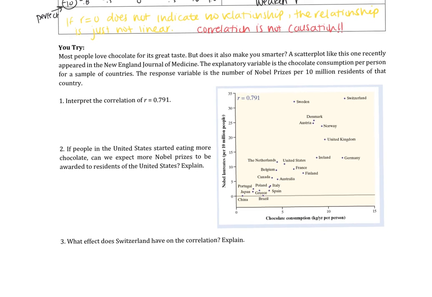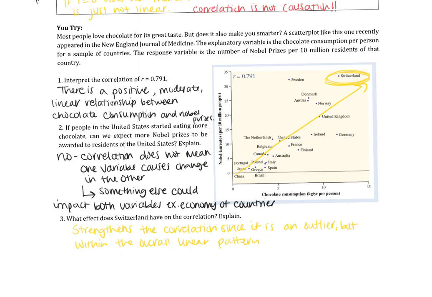All right, so in this example, you were looking at, does chocolate make you smarter? We've got chocolate consumption versus the number of Nobel Prizes per 10 million residents for a particular country. R equals 0.791, and you're asked to interpret. When you're asked to interpret the correlation coefficient, there's three things you need to say: its direction, its strength, and its form. Okay, so positive, moderate, linear relationship between X and Y, chocolate consumption and Nobel Prizes.